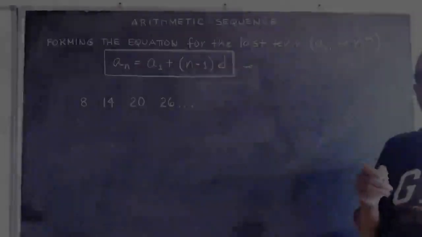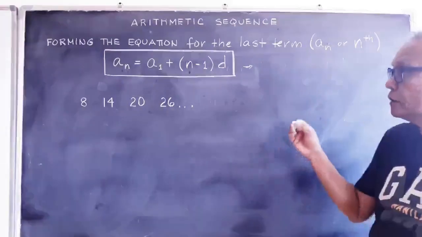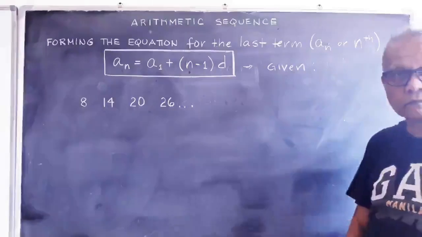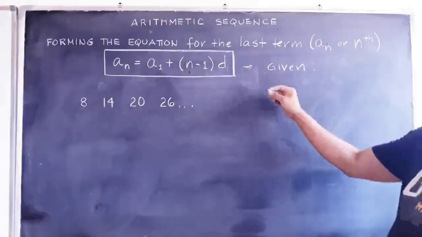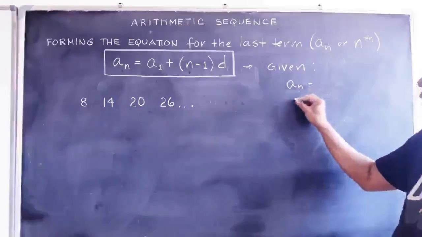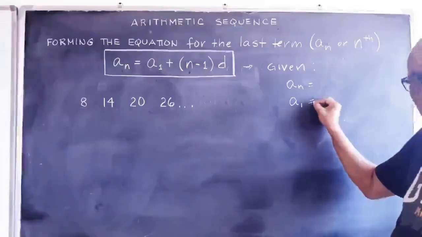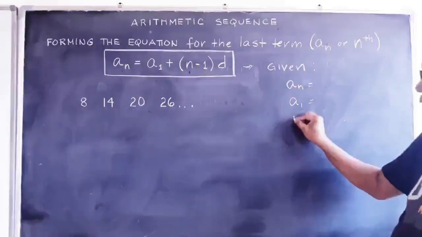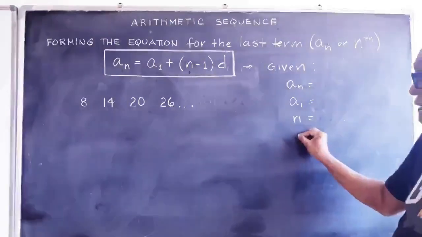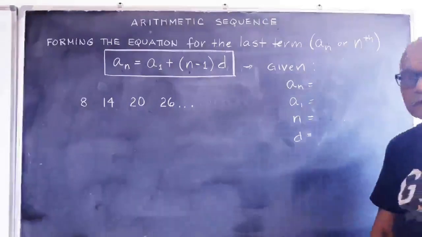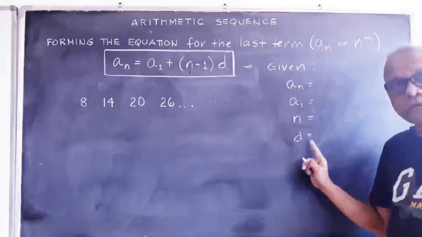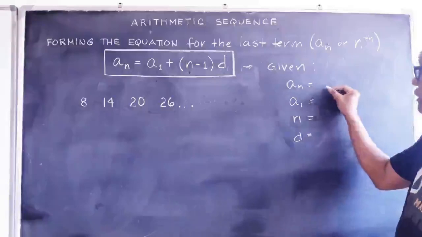When you are given the formula, you always write the given. Now, for example, we are going to put a sub n. What is the last term? What is the first term? What is the n, the number of terms? And what is the difference? You can see here how many variables we have: 1, 2, 3, 4. Then you put the given here.